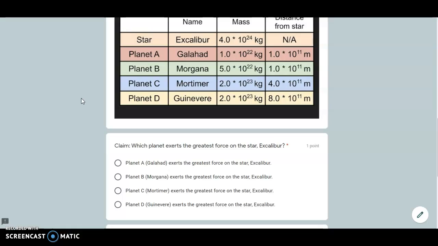We know it's not C or D because those are so much farther away, and their masses really aren't that much larger. And mass tells us that the greater the mass, the greater the gravitational pull, the less mass, the less gravitational pull. That's why they're all orbiting the star, because it has the biggest mass. But that also is going to help us find our answer here. So planet A has a smaller mass than planet B, but they're the same distance. Bigger mass, same distance, we've increased the mass, and so we know that planet B should have the greatest force on the star. But let's back that up with some calculations.